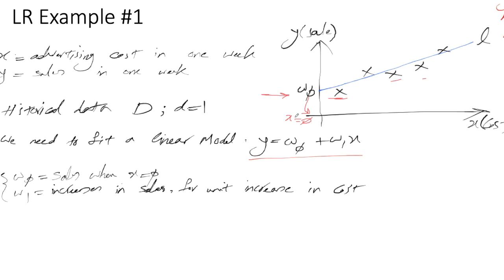All right, so our w0 would be the sales when x was equal to 0. So it acts as sort of a bias for us, how far up or down we were starting. And w1 is the increase in sales per unit when our cost increases by a unit, right?